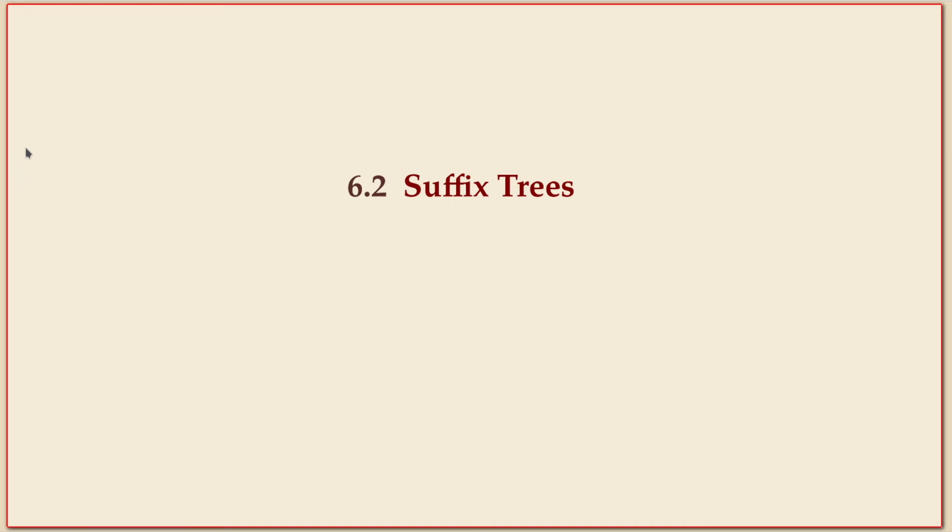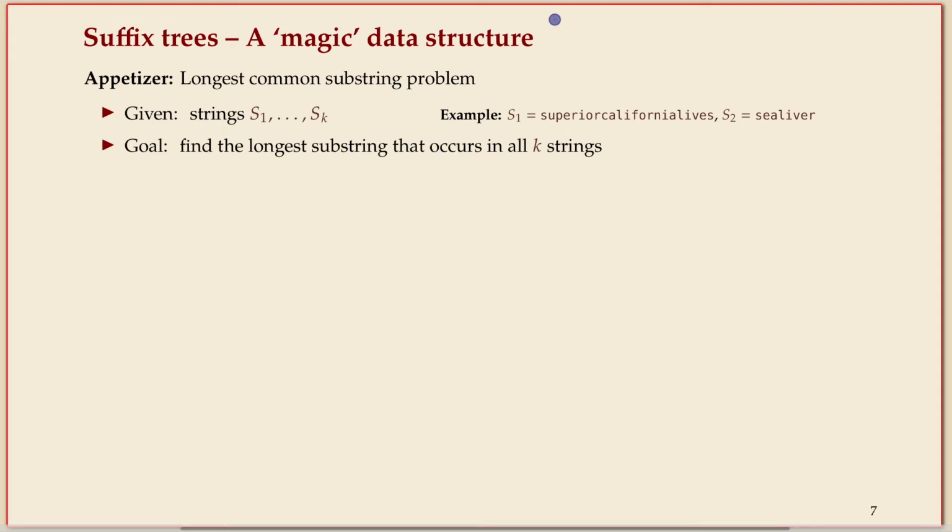In the next subsection, we'll look at suffix trees, which will turn out to be a versatile and really useful data structure that's very easy to define, but hard to compute. And I called it a magic data structure here because very smart people essentially thought it's not possible at some point. And to motivate that, here's an exemplary problem that we will come back to as well.